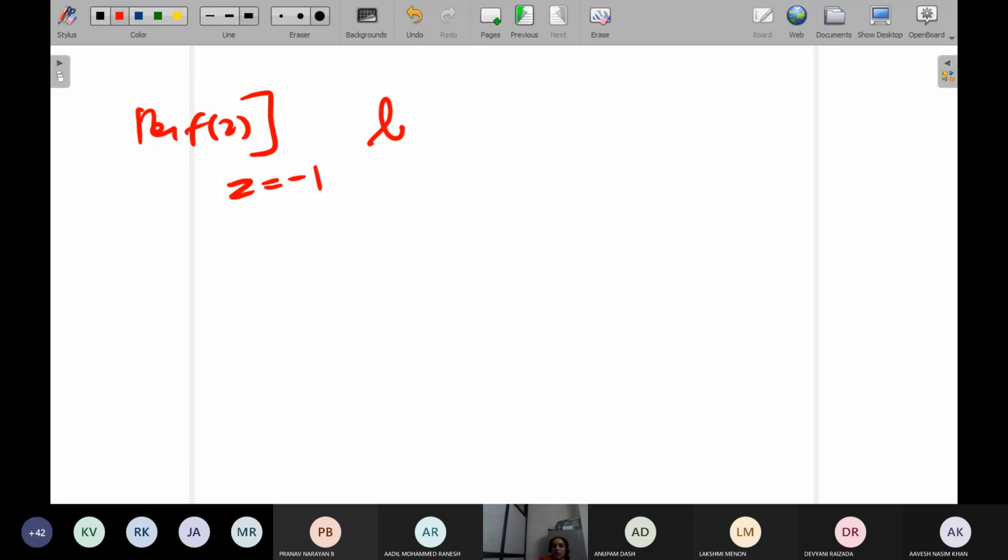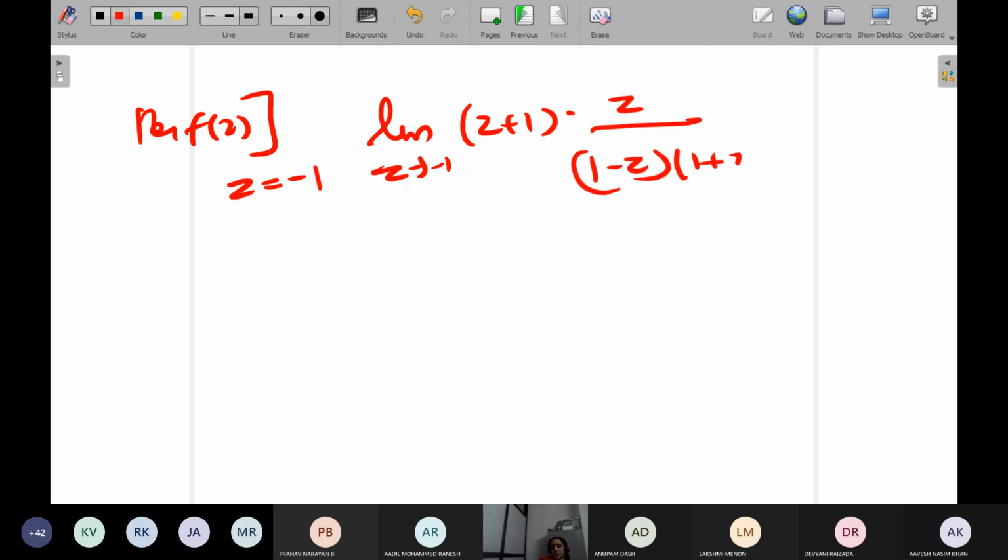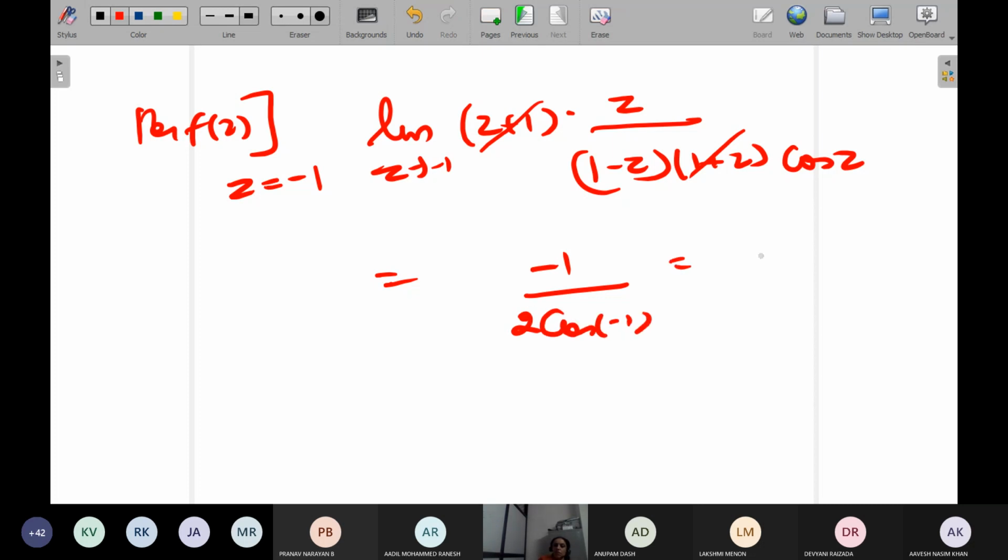Then find the residue of the function f of z at z equal to minus 1. This will be the limit as z tends to minus 1 of (z plus 1) into f of z. F of z is again z divided by (1 minus z) into (1 plus z) into cos z. So 1 plus z and 1 plus z cancel. When you apply minus 1, you get minus 1 by minus 1, minus of minus becomes plus 1, so 2 into cos of minus 1. What is cos of minus theta? Cos theta. So cos 1.